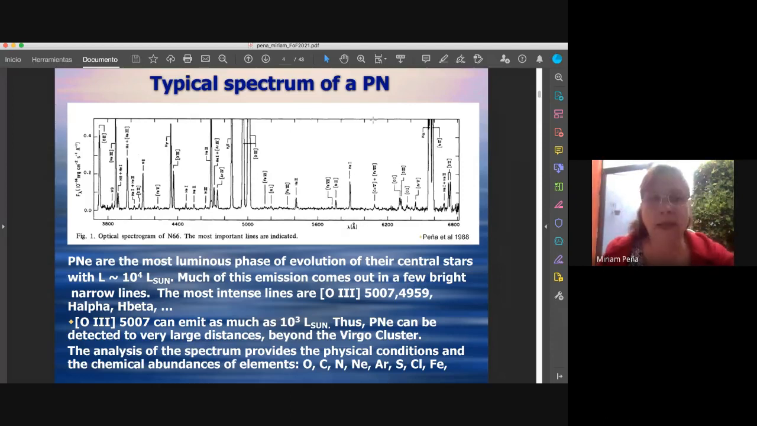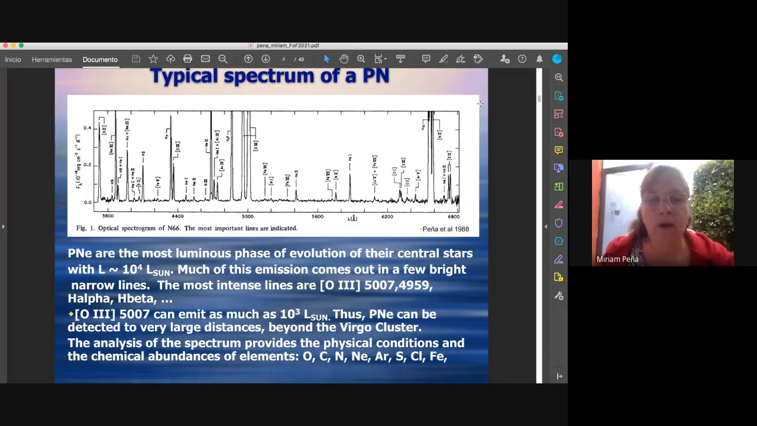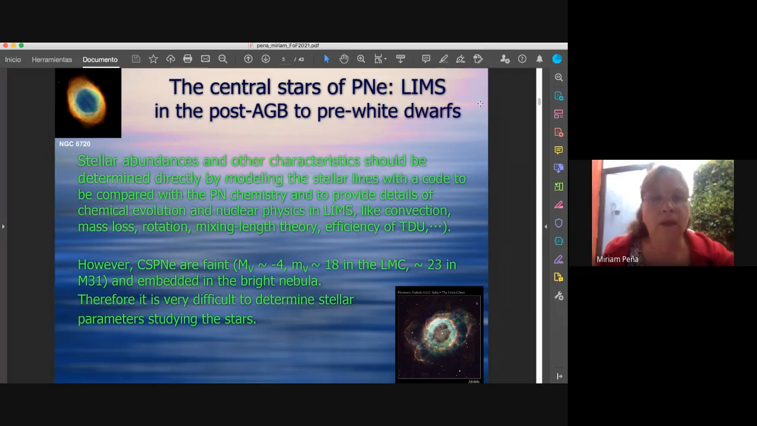The analysis of the spectrum provides the physical conditions and the chemical abundance of many elements. What about the central stars of planetary nebulae? Stellar abundances and other characteristics should be determined directly by modeling the stellar lines with a code, to be compared with the planetary nebulae chemistry and to provide details of chemical evolution and nuclear physics in low-mass stars, like convection, mass loss, rotation, mixing length theory, efficiency of the third dredge-up, and others.